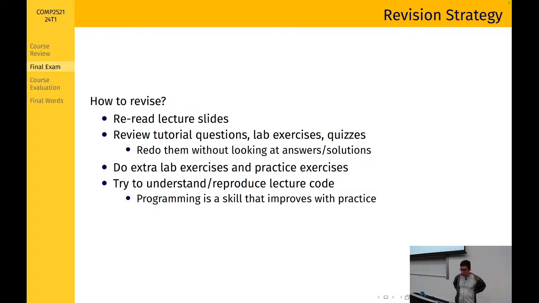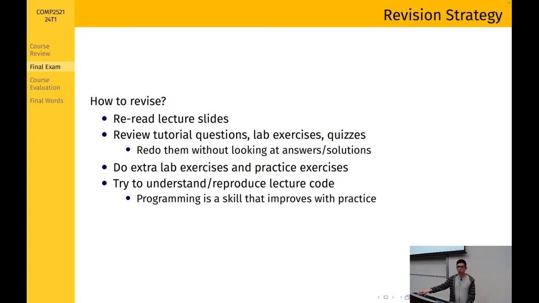One thing you could do to get more programming practice is to read the lecture code and try to reproduce it. The more practice you do, the better you'll do in the programming section. Okay, so that's it for the final exam.